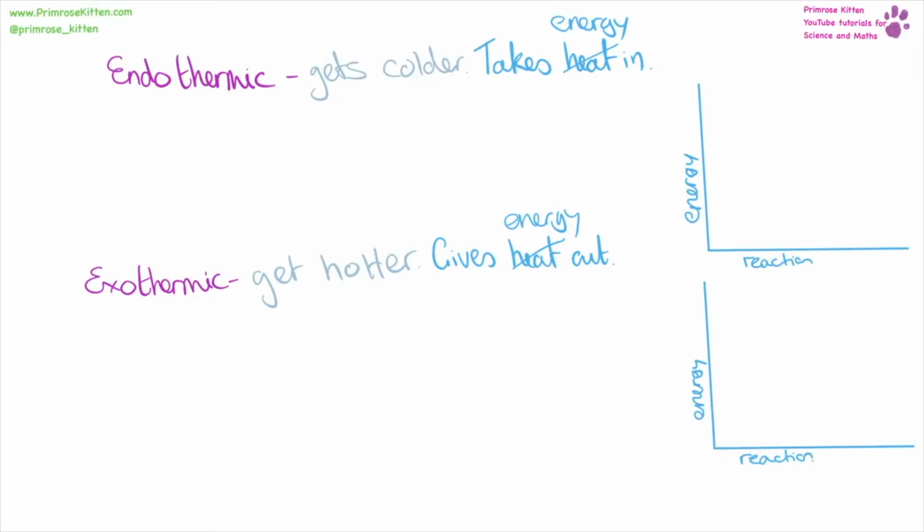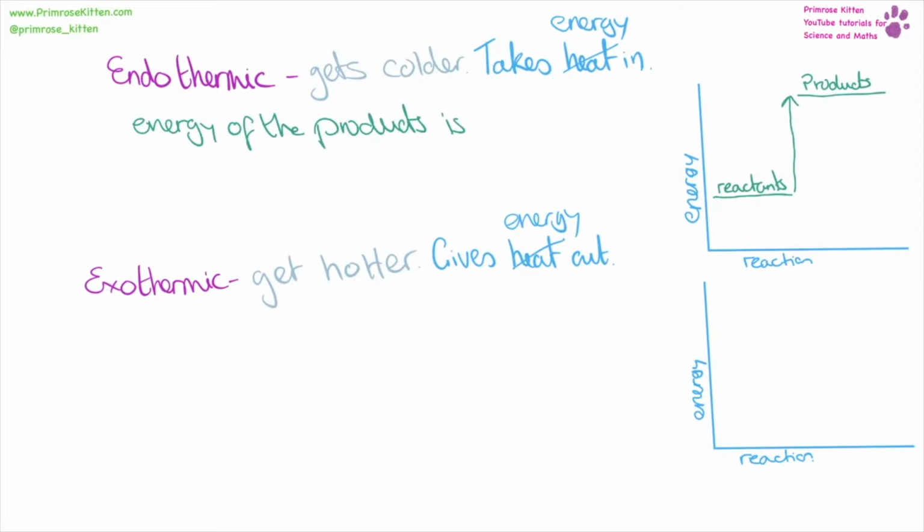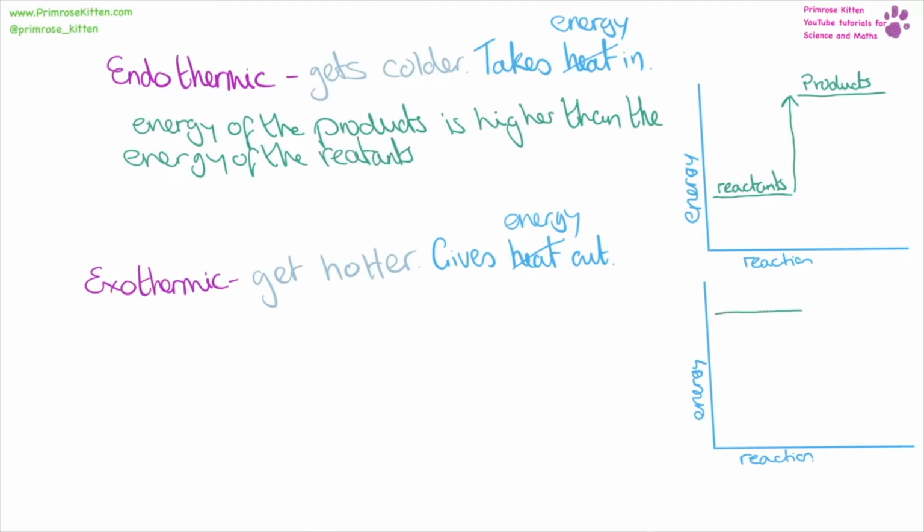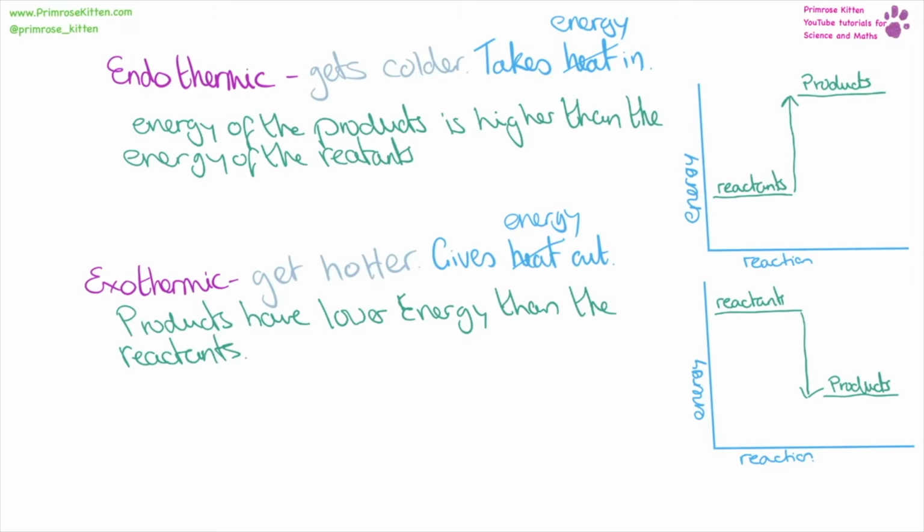During an endothermic reaction, energy is going to get taken in, so we have our reactants down here. Energy gets taken in, so our products are up here. So we can say that the energy of the products is higher than the energy of the reactants. During an exothermic reaction, energy is given out, so our products are going to be down here, which means our products have lower energy than the reactants. For example, an endothermic reaction would be electrolysis. An exothermic reaction would be burning or neutralization.